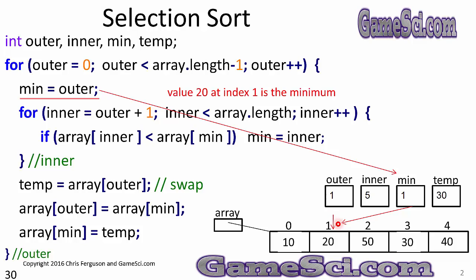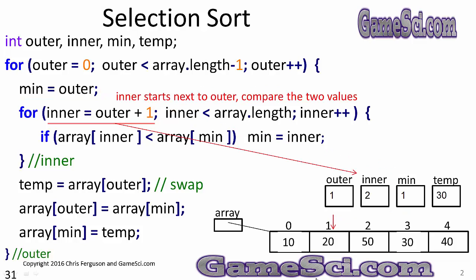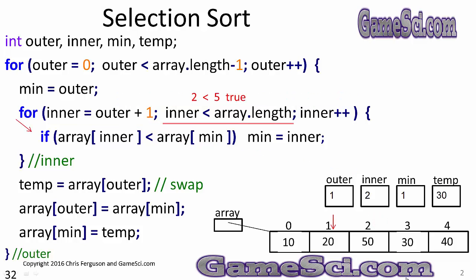This, notice the arrow, is our minimum value. Inner always starts next to outer. We're going to compare the two values, outer and the number next to it. So inner is going to be this position right here, position 2 of the array. 2 less than 5 is clearly a true statement, so we're going to go inside the for loop and scan the remainder of the data looking for a smaller value. When we find the smallest value, we'll move it to that beginning position.